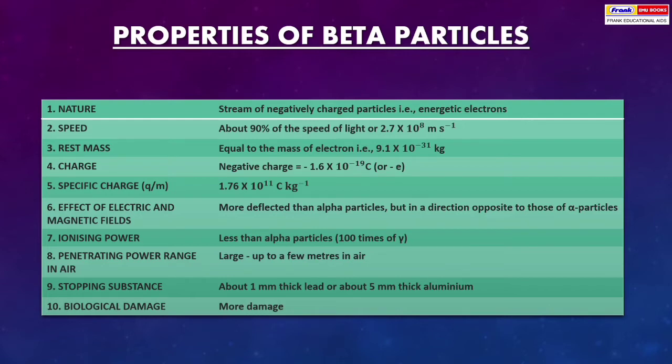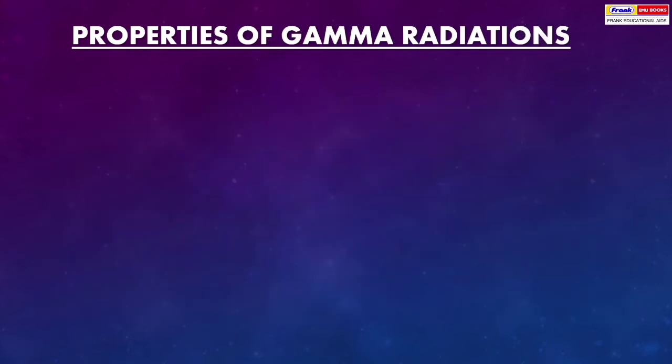Effect of electric and magnetic fields: more deflected than alpha particles, but in a direction opposite to that of alpha particles. Ionizing power: less than alpha particles, 100 times that of gamma. Penetrating power: range in air is large, up to a few meters in air. Stopping substances: about 1 mm thick lead and about 5 mm thick aluminium. Biological damage: more damage.